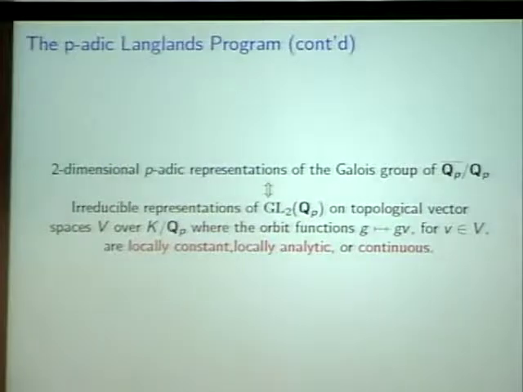So that would correspond to the case where, for example, instead of just taking the locally constant functions on P^1 over Q_p and thinking of the action of GL2 of Q_p on that space, you could take the locally analytic functions on P^1 of Q_p and take the action of GL2 of Q_p on that space. Or you could take the continuous p-adic functions on the projective line over Q_p and look at the action of GL2 of Q_p on that space, and from those representations hope to make a connection back to Galois representations.